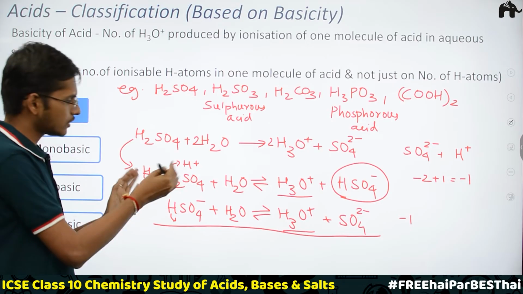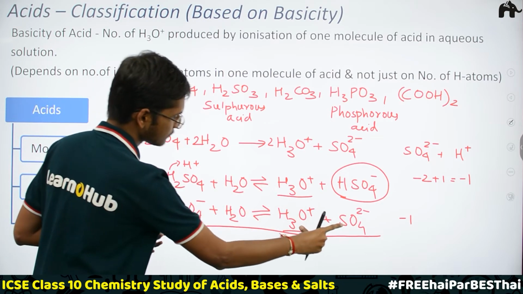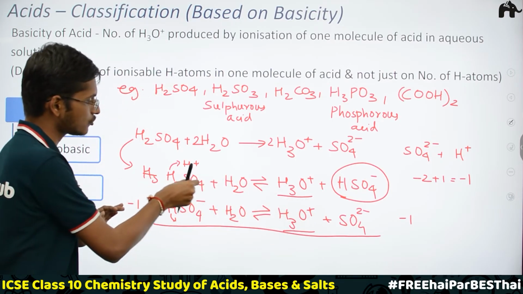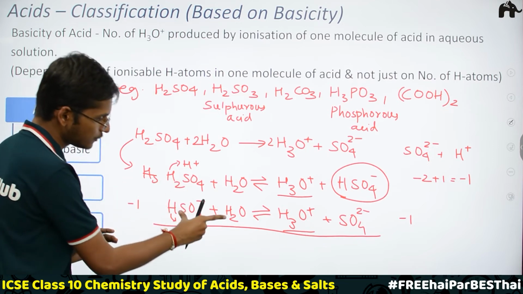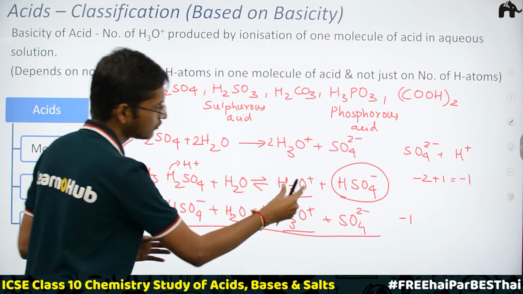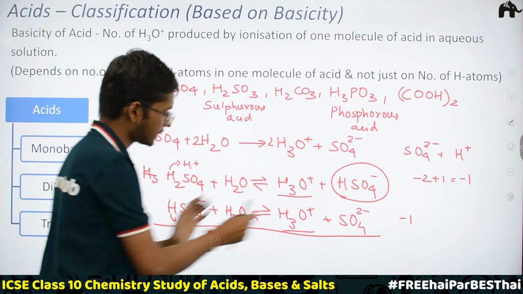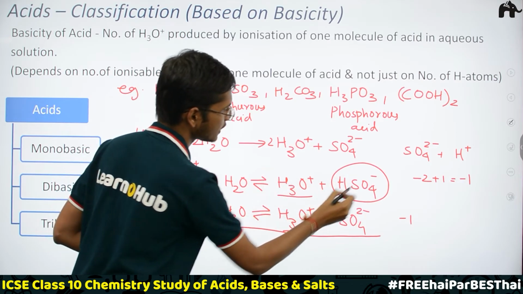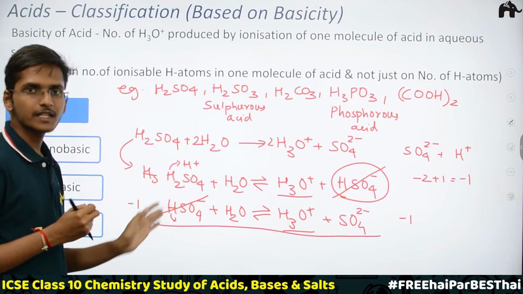So I would tell you once again: if you are able to find these two species here, then you have to cancel them. See, H2SO4 and the water molecule, I'm not getting anything here. Then I would try to find these two species in the other equation on the opposite side. So HSO4 minus, see, I have got HSO4 minus, so I would cancel it. If I'm getting the same terms, I would cancel them.